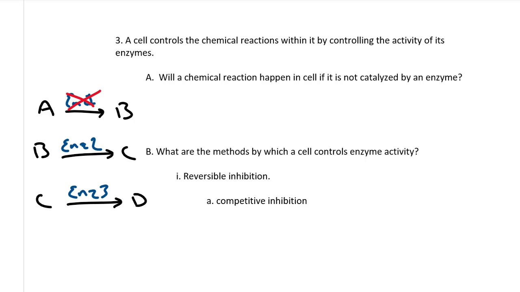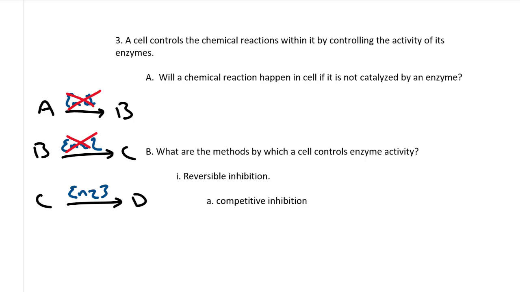If it has plenty of C, so there's no more need to transform B into C, then all it has to do is shut off enzyme 2. And then you're not going to get any more B transformed to C. And the same is true for C goes to D. So by controlling the activity of the enzymes, by simply having two states, whether the enzyme is active or inactive, the cell will control the chemical reactions happening within it.